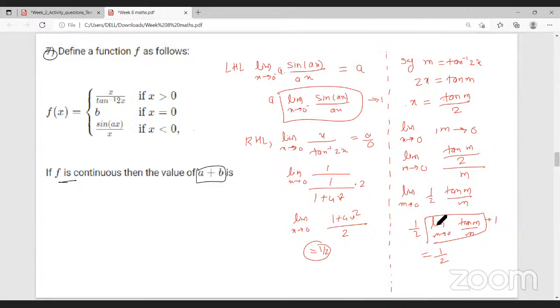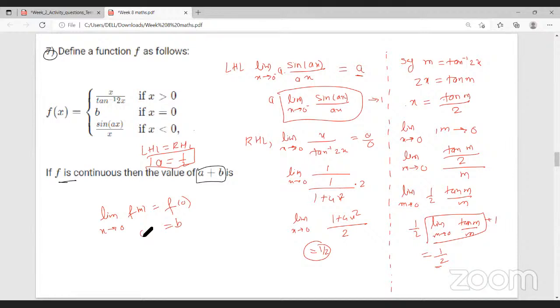Okay, so what we have to find out is the value of a and b. From the first condition, if it's continuous, it means left hand limit should be equal to right hand limit, right? So my a equals 1 by 2. My left hand limit is a, and my right hand limit is 1 by 2, right? Another condition is limit x tends to 0 of f of x equals f of 0, right? So f of 0 is b, and my limit x tends to 0 is a and 1 by 2.